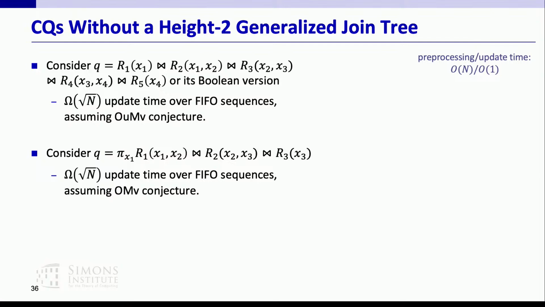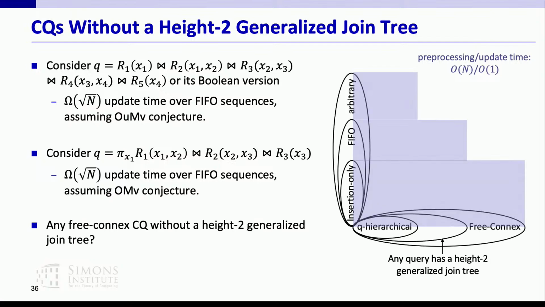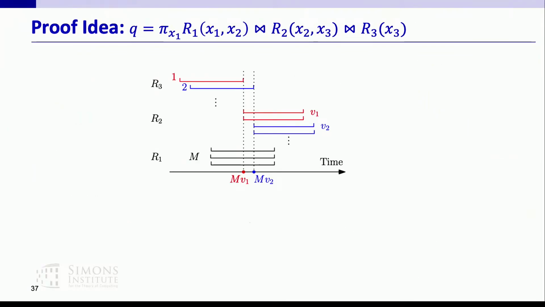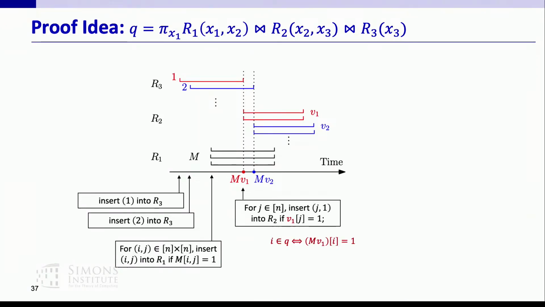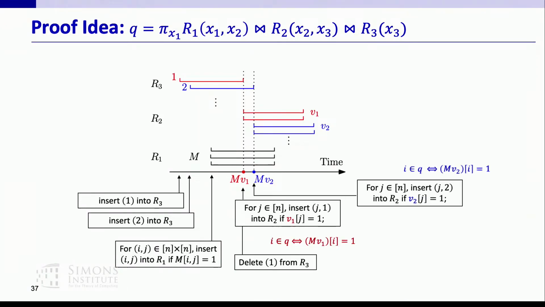Okay, the natural question is: can we extend the hardness result to all conjunctive queries, that is, free-connex conjunctive queries without a generalized hierarchical join tree? Also, it's similar. We use the indicator to simulate the deletion.